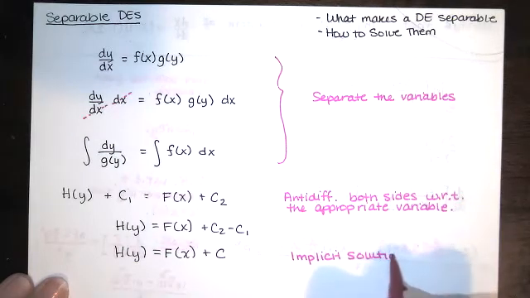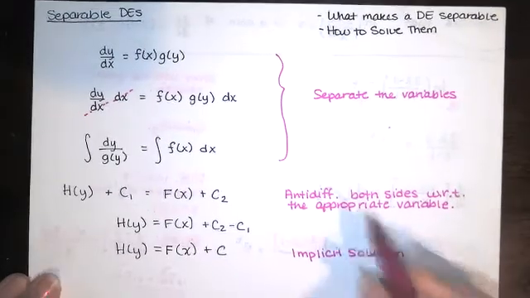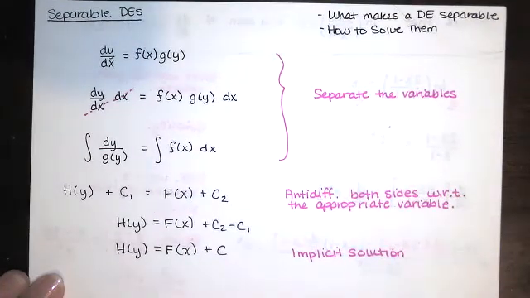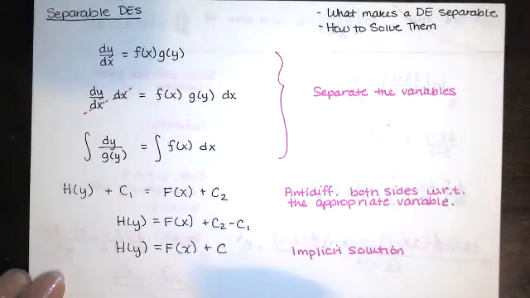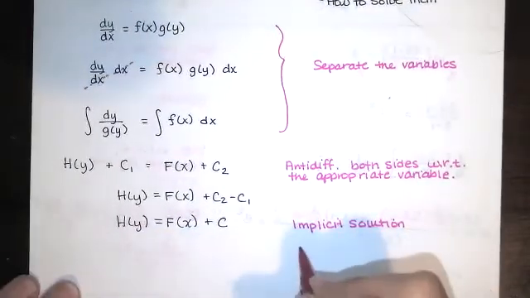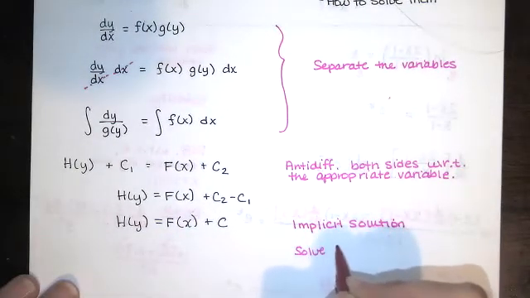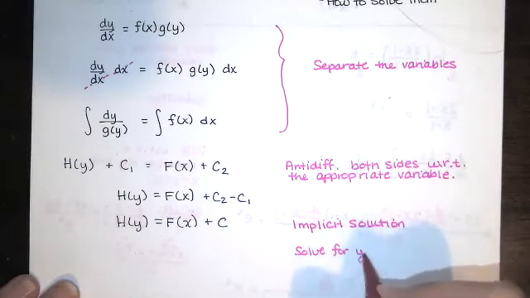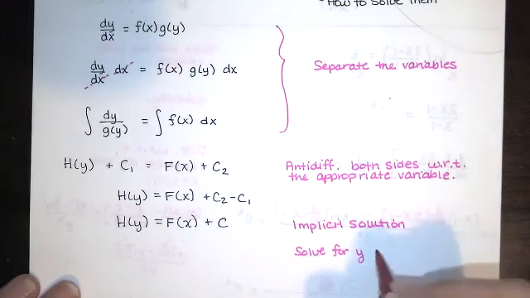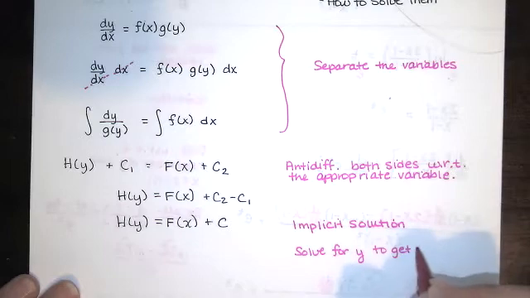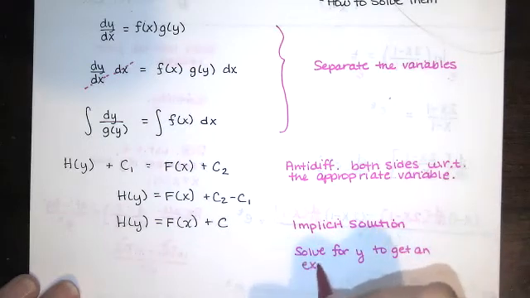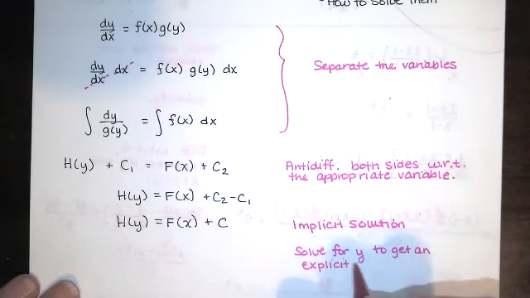So it's really a two-step process. Separate the variables and anti-differentiate. Now you've got an implicit solution. And then if possible, at this point, you might solve for your dependent variable, in this case y, to get an explicit solution. Sometimes that's not possible though.